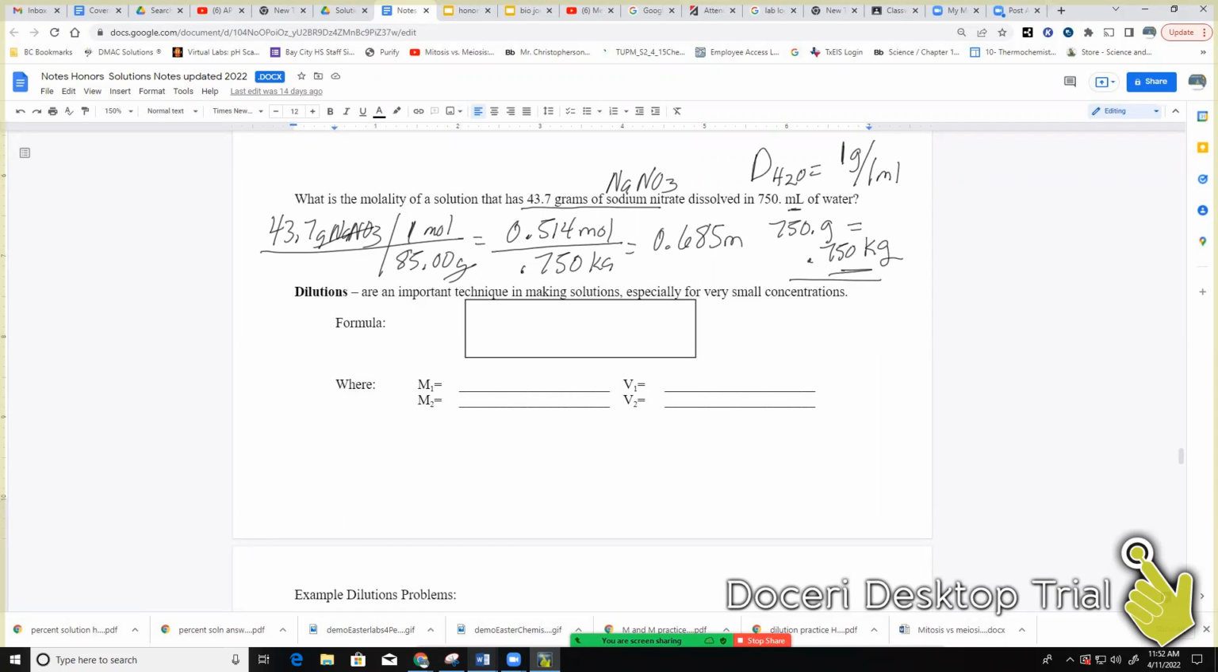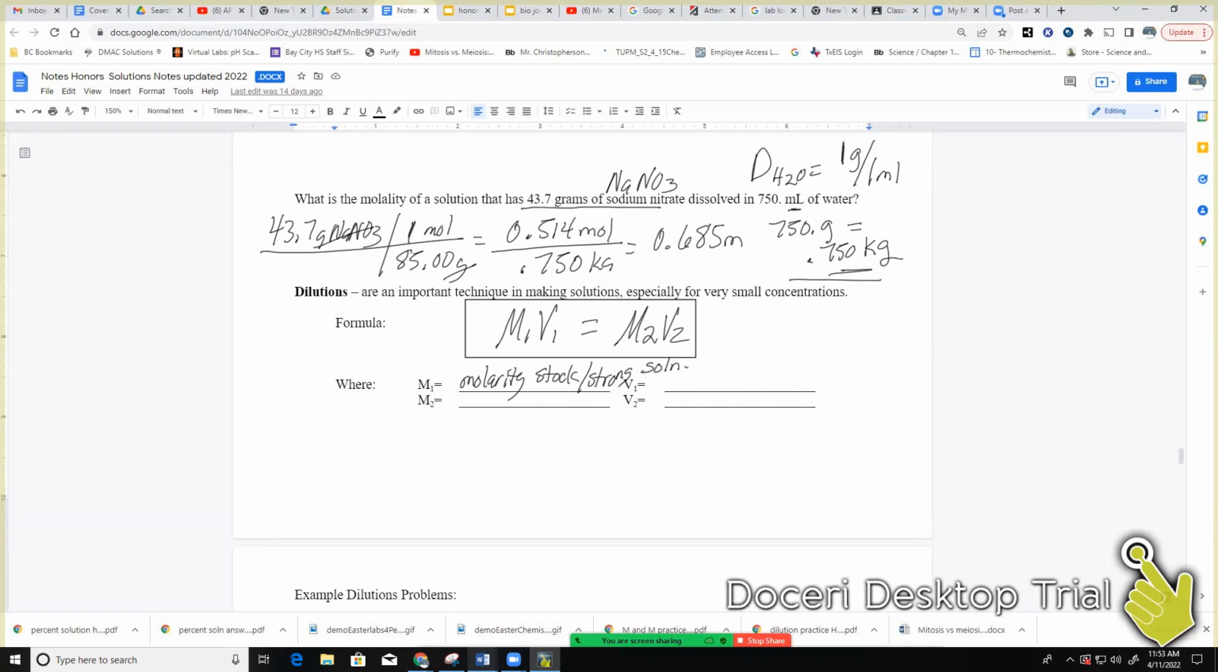All right, the other formula we're going to look at today is called the dilution formula, and it is a very realistic formula. I do use this one, and the formula is M1V1 is equal to M2V2. So M1 is the molarity, going back to molarity, of the stock or strong solution.